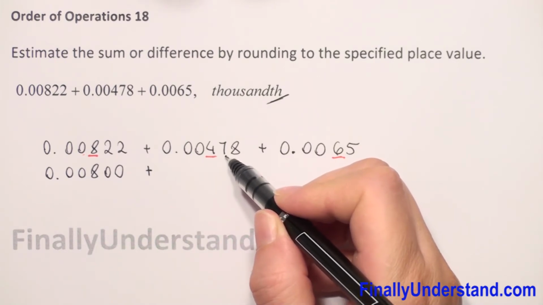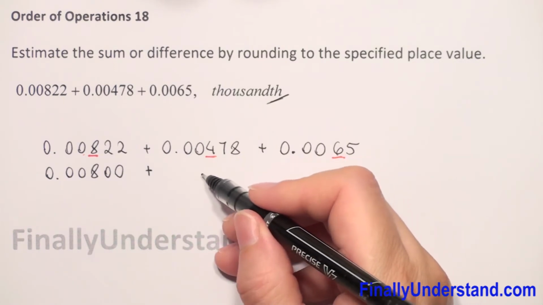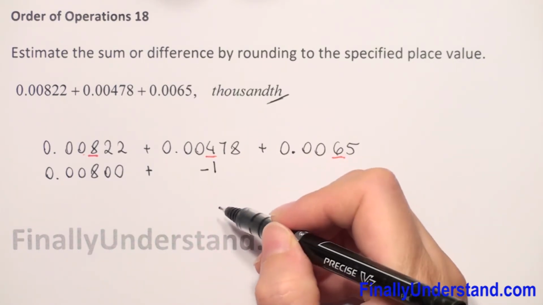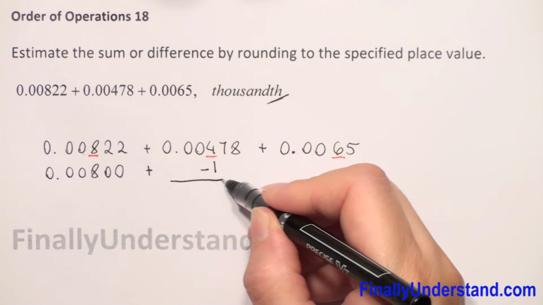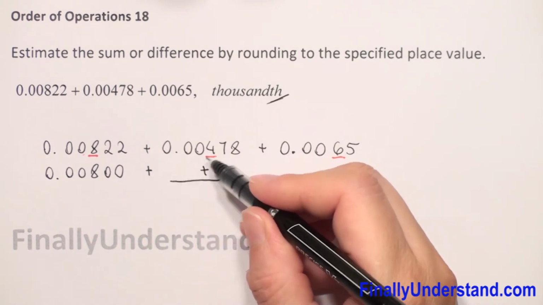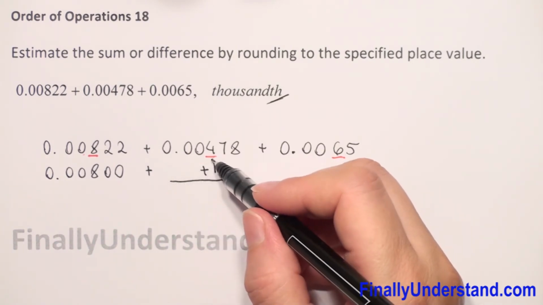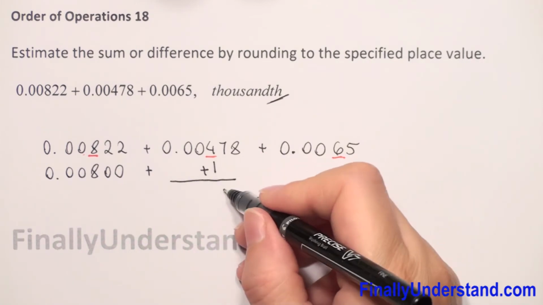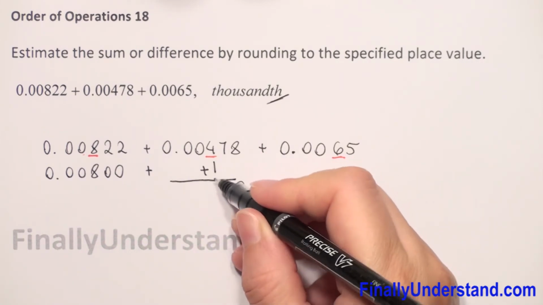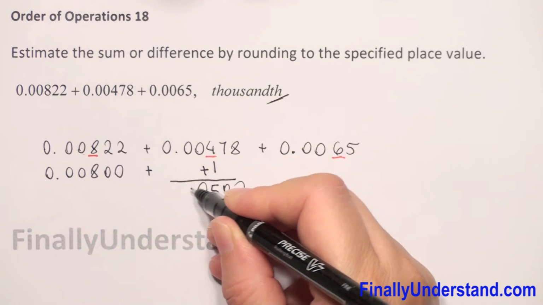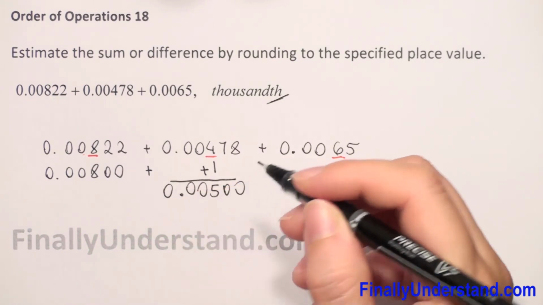we have 7, so the number is greater than 5. When we have a number greater than 5, we need to add 1 to our underlined digit, and whatever we have before our underlined digit we copy, and after our underlined digit we change to 0. So 4 plus 1 is 5, and we have 0 0 decimal point 0.